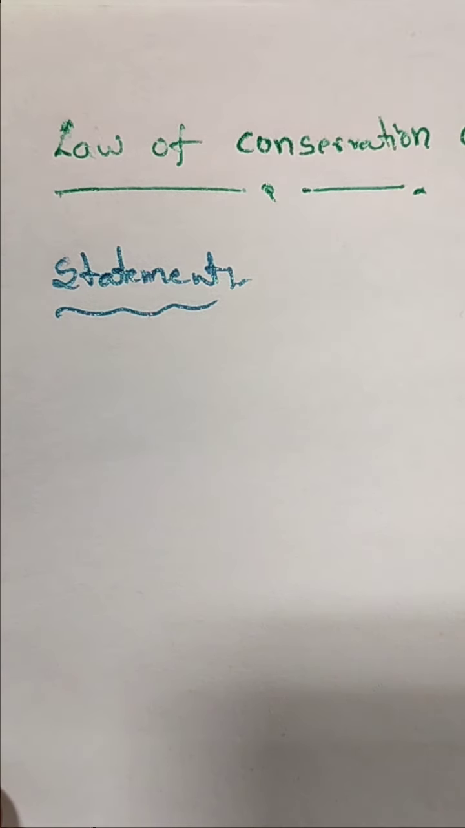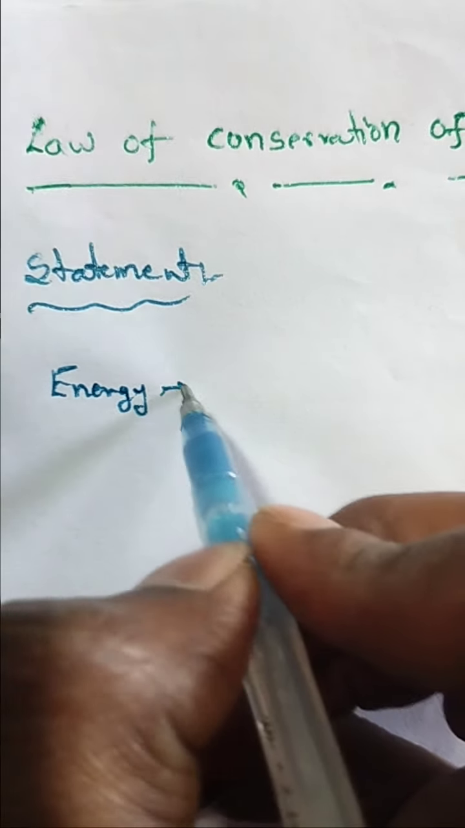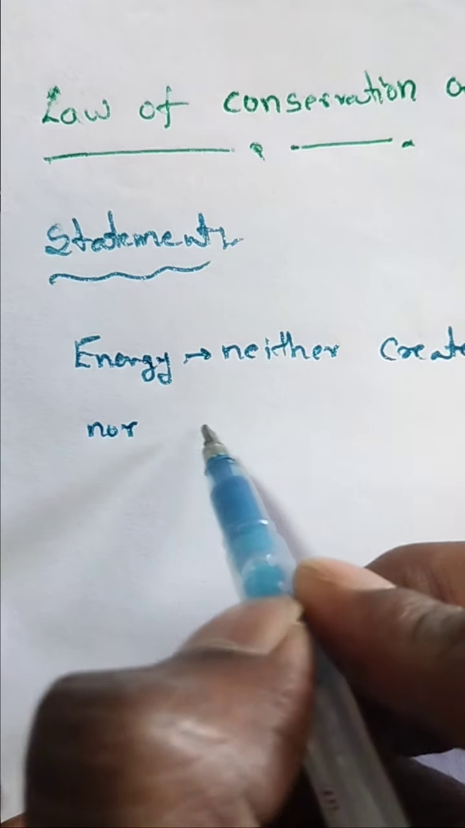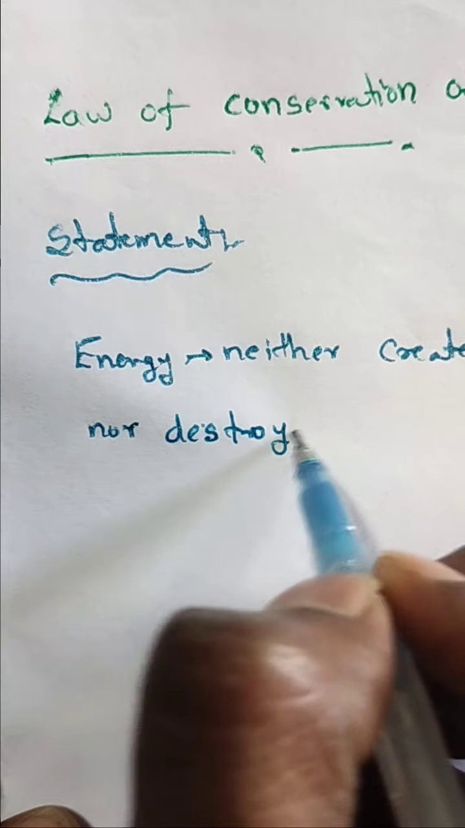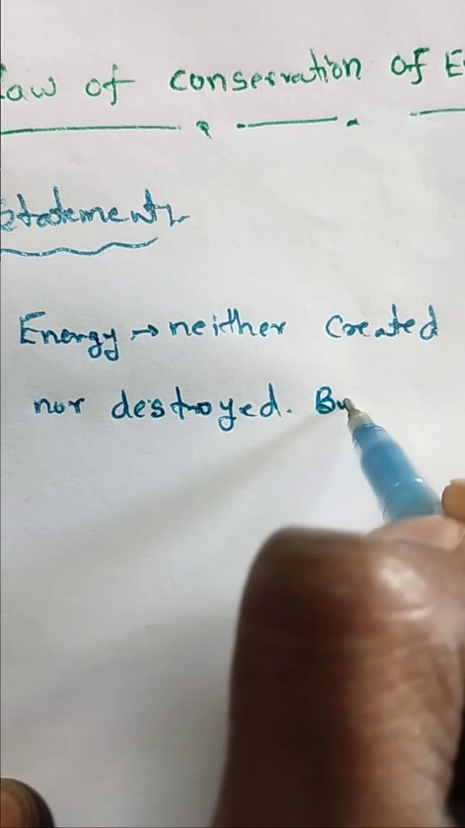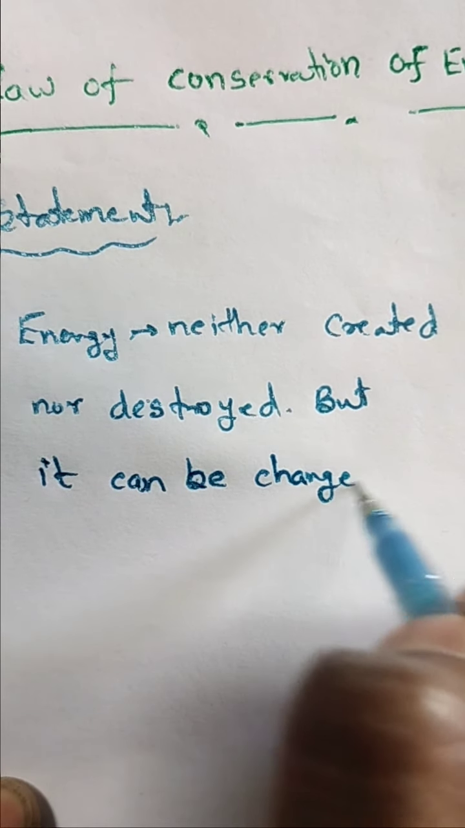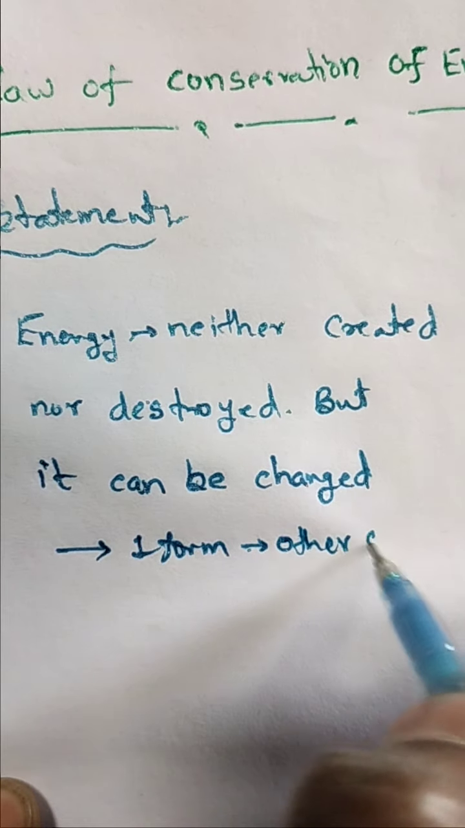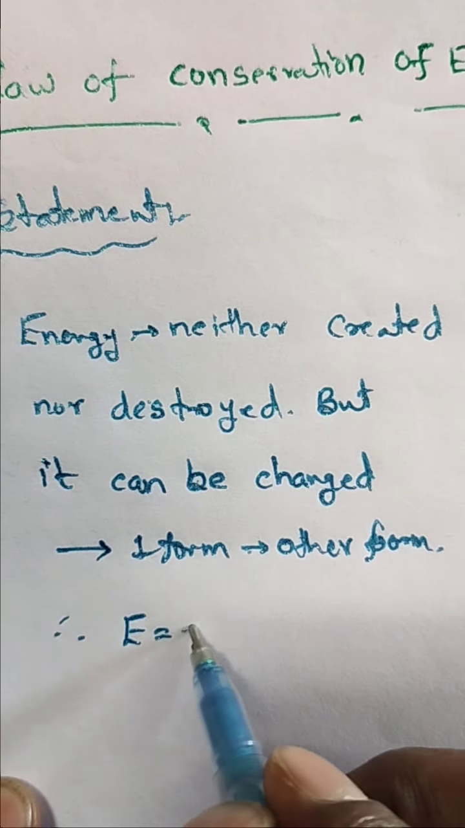The law of conservation of energy says that energy can neither be created nor destroyed, but it can be changed from one form to another form. Here the total energy is equal to a constant.